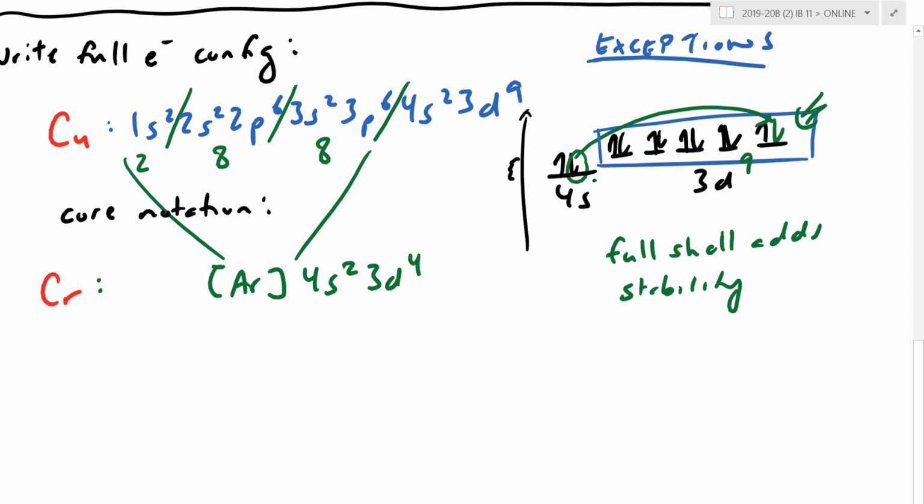If I can promote, instead of 4s2, one of those electrons up, let's make this a 3d10, and let's leave it as a 4s1. This will give me some full shell stability. So this is what copper ends up doing. We have a 4s1 and a 3d10 because one of those electrons can be promoted up. And that's because these are close enough in energy, even though I am having to pay a little bit.